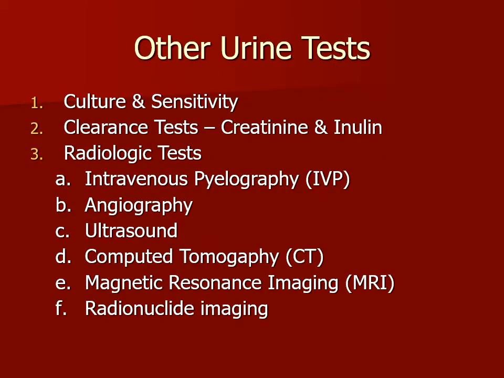Other tests that can be done: culture and sensitivity test, clearance tests. Creatinine is one that's done quite often. Inulin is another test. Radiologic tests: intravenous pyelography, angiography, ultrasound, computed tomography, a CT scan, magnetic resonance imaging, MRI, and radionuclide imaging. These may be used to visualize structures and any abnormalities in the urinary system.